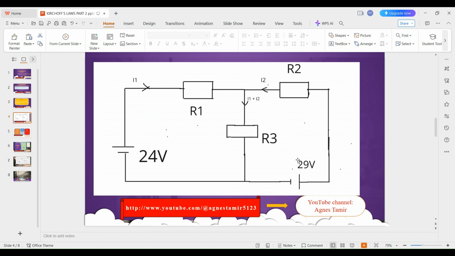The same thing will happen on this other side. The supply voltage here is 29. Therefore, we have a voltage drop across R2 and a voltage drop across R3. When you add these two voltage drops, you are supposed to get the supply voltage. R2 is 7 and I2 is 2. Therefore, 7 multiplied by 2 is 14. This one we had already seen is 15. So 14 plus 15, you're getting 29. Then that means we are correct.